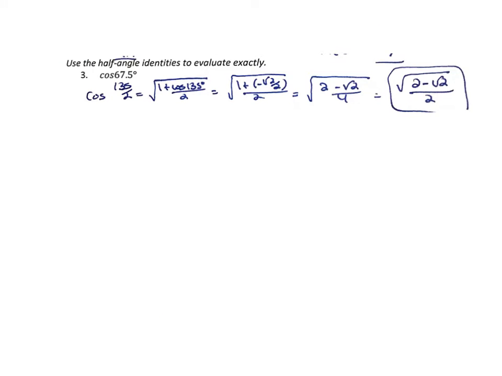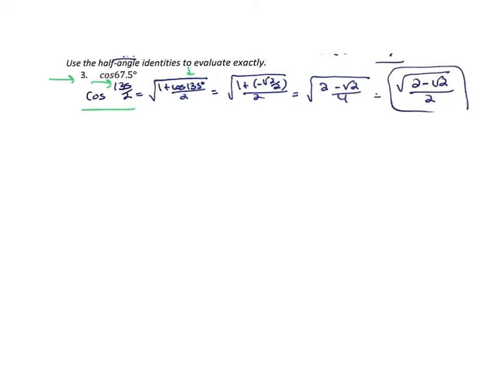Number 3, half angle. Find your half angle. What you've got to do is rewrite it. You've got to double the angle. Even though it's called half angle, the first step you need to do is double the angle. So I wrote it like this. I wrote cosine of 135, which is 67.5 times 2 over 2. That becomes my x in my identity. So everywhere I see an x, I'm going to put the 135.